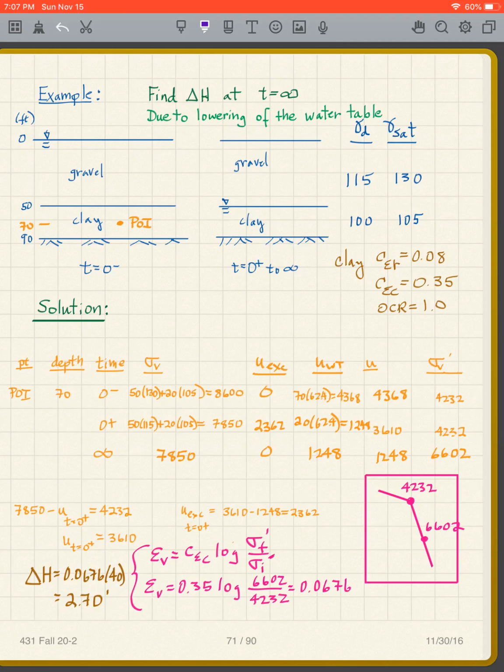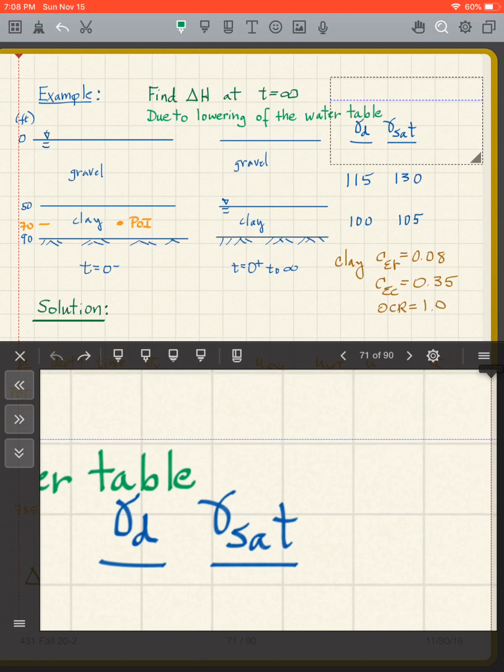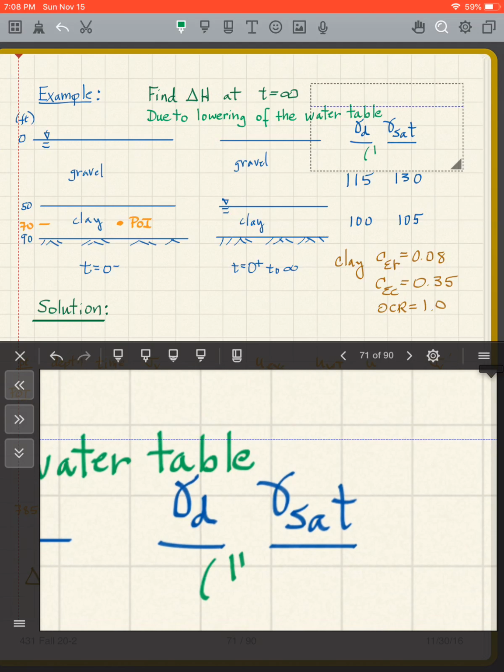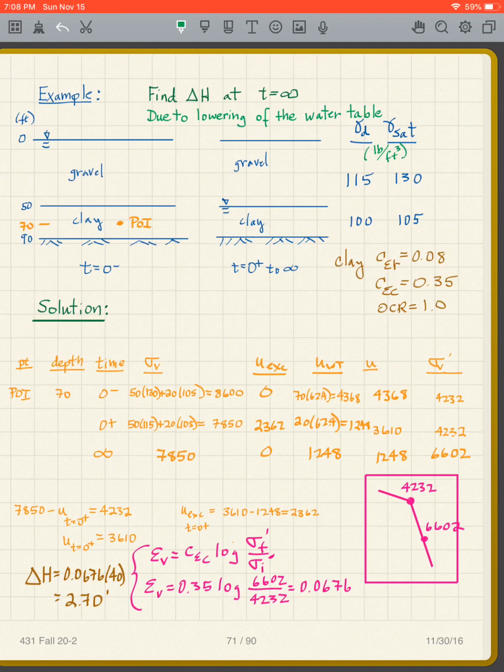Now we're going to take our point of interest at the center of the clay layer. So that's 50, that's 90, so 70, at a depth of 70 feet. Here are our unit weights in pounds per cubic foot. So let me just write that down here. This is pounds per cubic foot. And here's our clay properties, C epsilon R, C epsilon C, and OCR.